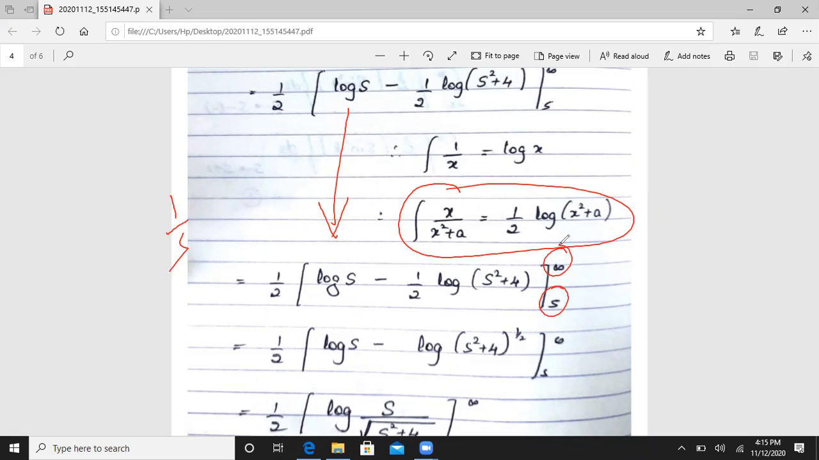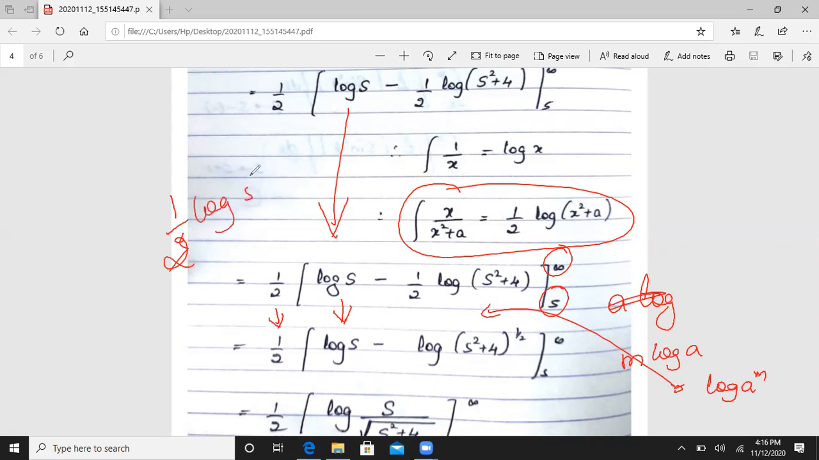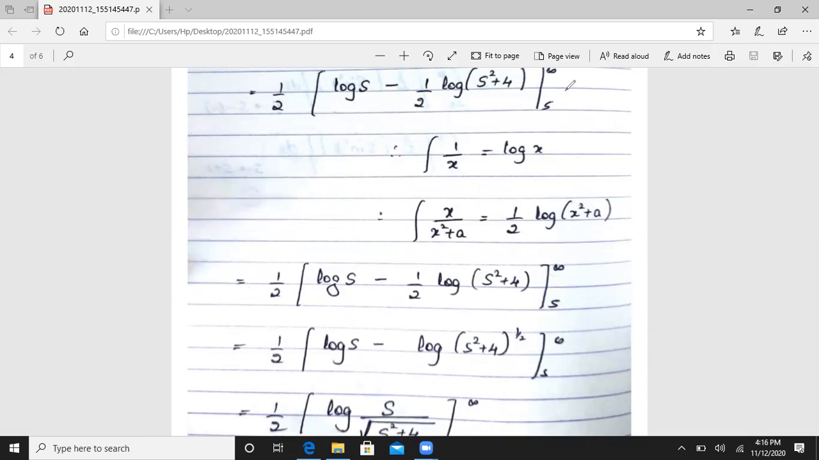Okay, when we simplify this function, we get 1 by 2 as a constant value as it is, log of s as it is. And you know, guys, m into log of a we write as log of a to the power m. So here we have 1 by 2 into log of s square plus 4, and we write this as log of s square plus 4 to the power 1 by 2. It becomes root of s square plus 4.